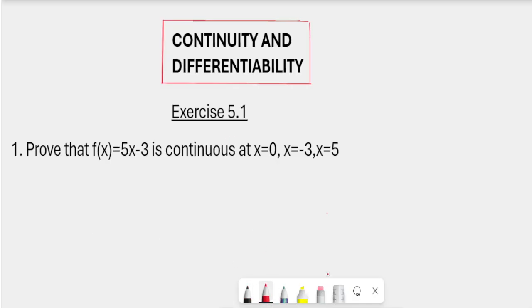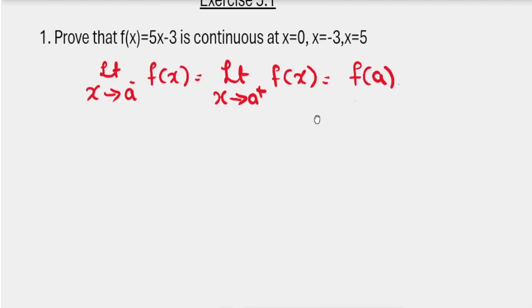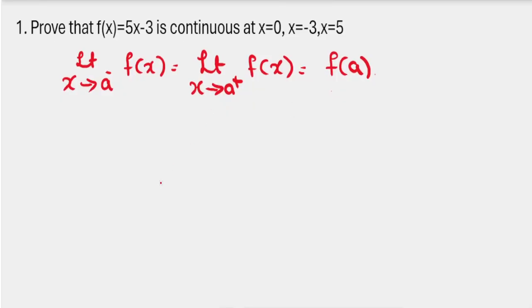So, the condition for the continuity. What is the condition for continuity? Limit x tends to a minus f of x equals limit x tends to a plus f of x equals f of a. Okay. So, first at the point x equals 0.